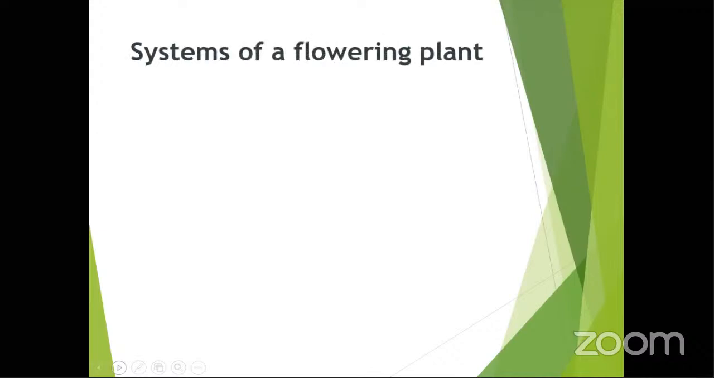So let's move on and look at another thing. That is the systems of a plant, which we have already mentioned. We have said that there are two systems of a plant, the shoot system and then the root system, as simple as that. So we shall be looking at these systems one by one.